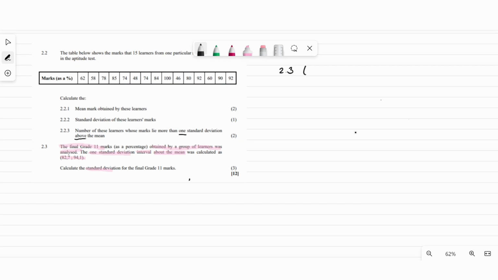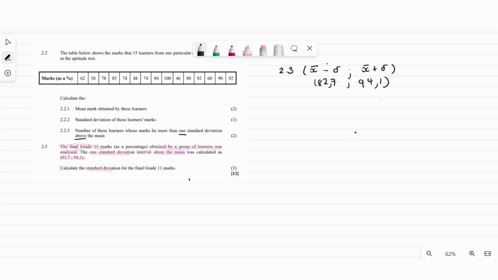So we know that the interval for 1 standard deviation is x bar minus standard deviation, because they said 1, so it's 1 multiplied by the standard deviation, and the other end is x bar plus another standard deviation. But what they did is they told us what this interval is. They told us that the interval is 82.7 and 94.1. So what we need to do is equate these together to find the standard deviation.